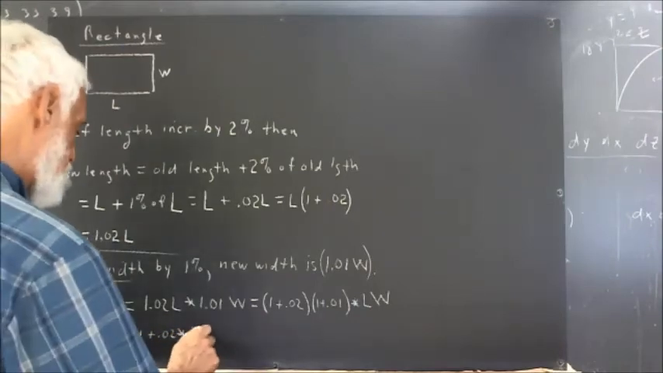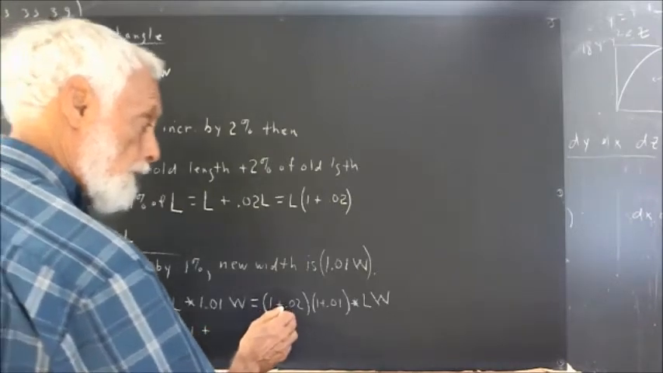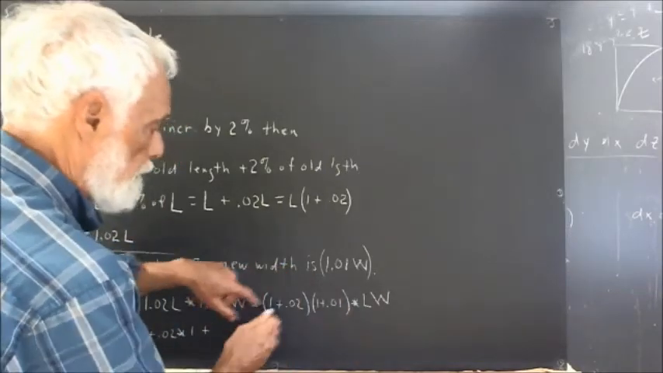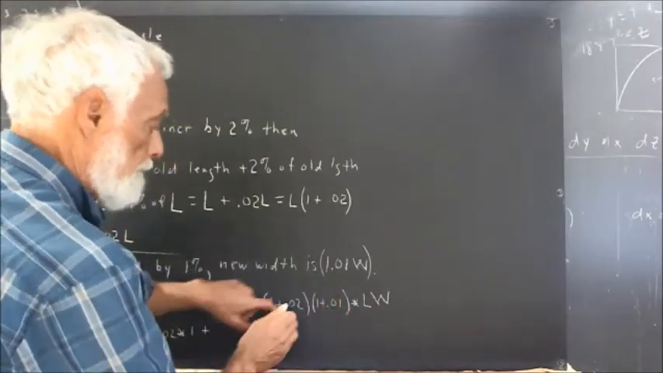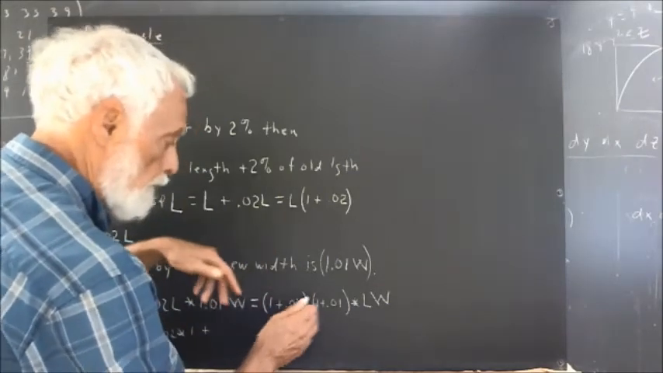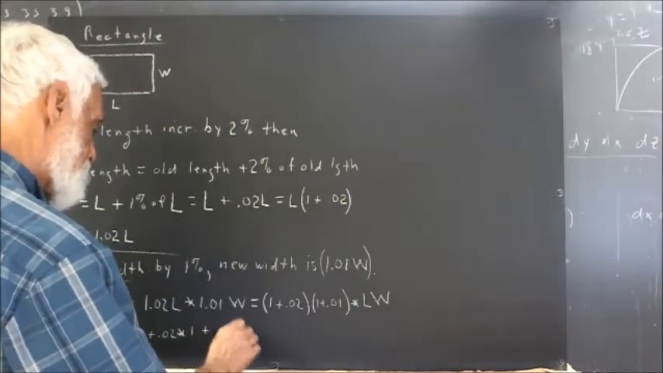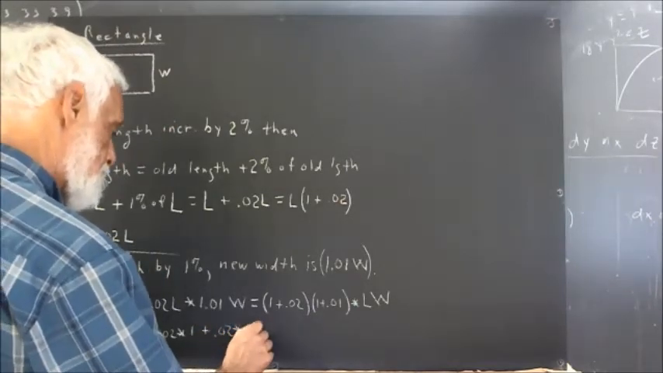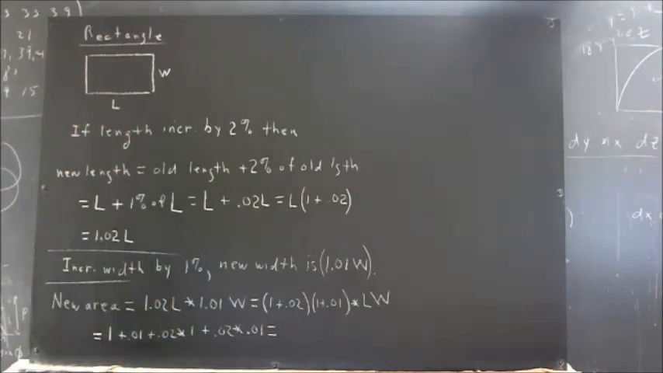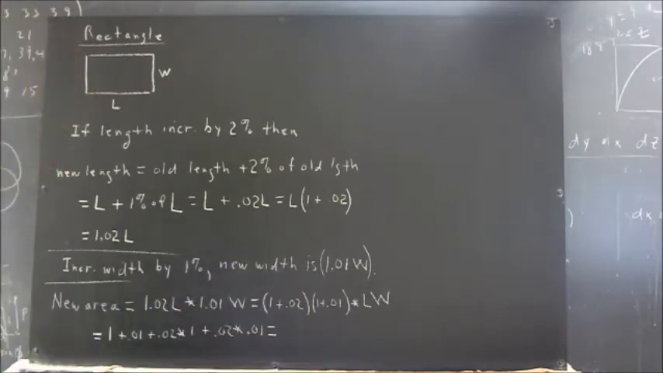Incidentally, if you're thinking FOIL, please stop. Never think FOIL again. It's the distributive law. 1 times all this is 1 times this plus 1 times this. 0.02 times this quantity is 0.02 times 1 plus 0.02 times 0.01. You don't need a silly acronym to do that or to understand the distributive law or factoring.